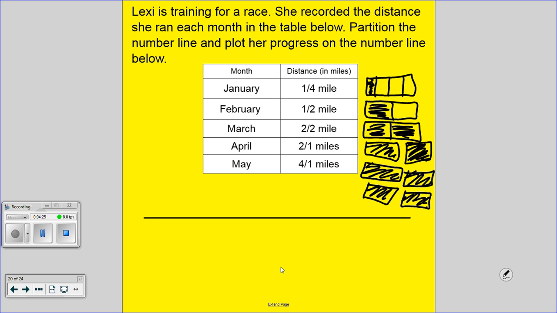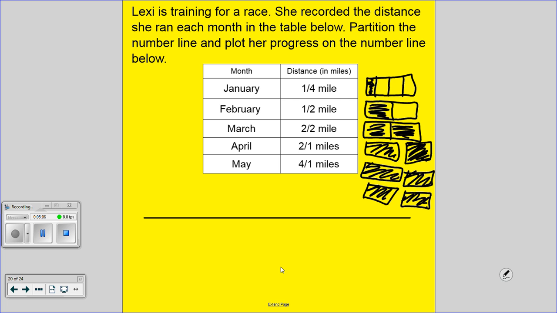Damian, does that make sense for this problem? Why? Because it says on May she ran 4 wholes. Yeah, so if our number line only goes from 0 to 1 whole, do we have enough space to put 4 wholes? No, we don't. If our number line goes from 0 to 1 whole, where are you going to put 4 wholes?